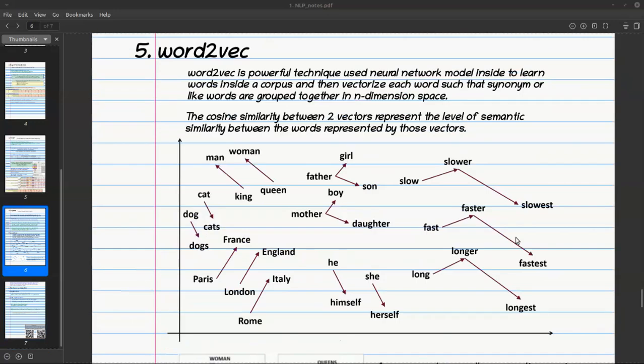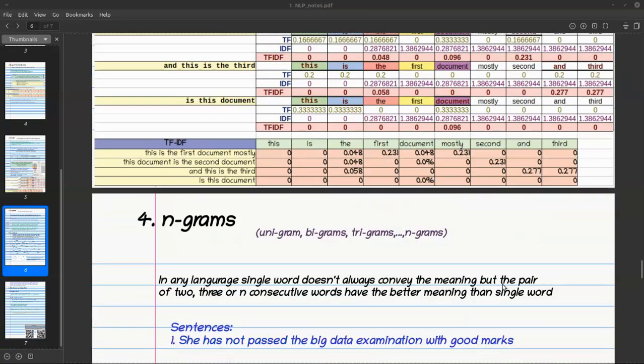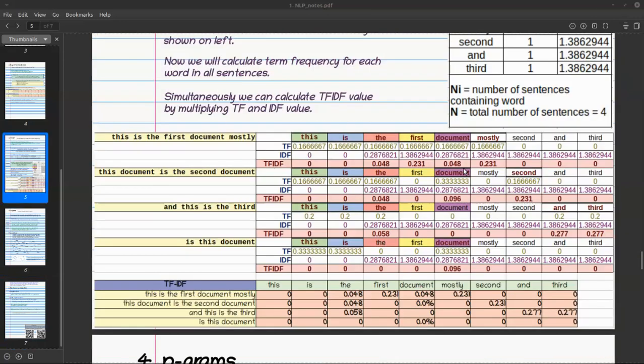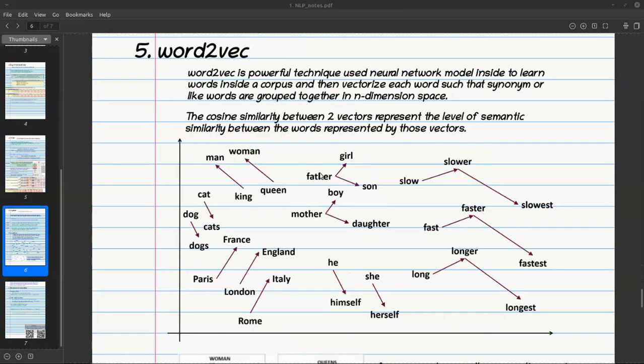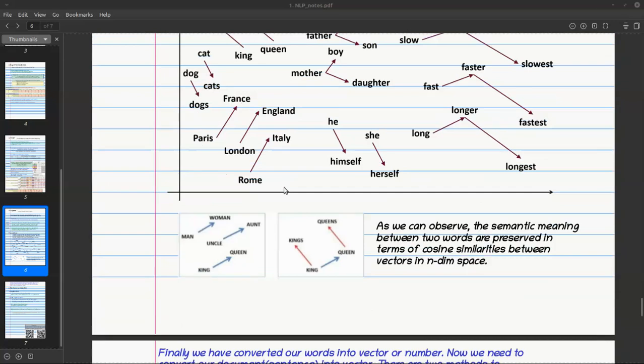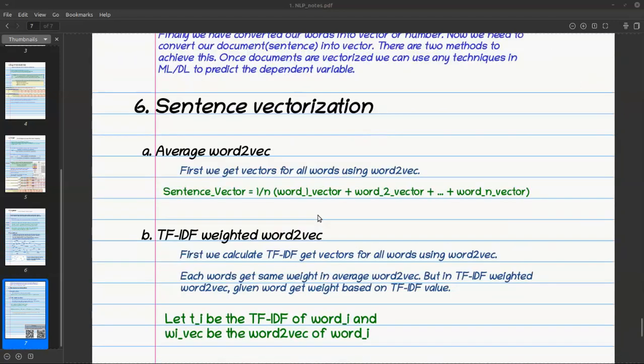Sentence vectorization. So till now we have seen how to convert our words into vectors, or even sentences also. But Word2Vec is useful like this: you will get the vector for man, vector for cat, vector for dog, like that. But how can you convert the sentence now? Given all the vectors, like "he is from England", there is a vector for he, for is, for from, for England. But how do you convert the whole sentence into a vector?